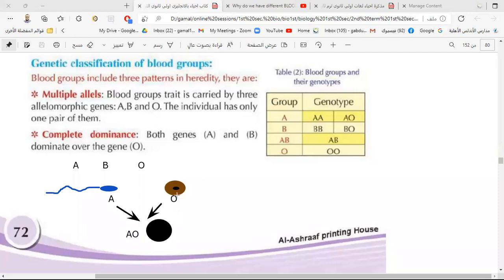The new individual will have the AO genotype. If he has A and O genes, which of them is more powerful, A or O? Which gene is dominant? The dominant gene in this case is A. So the blood group of this person will be what? A or O?